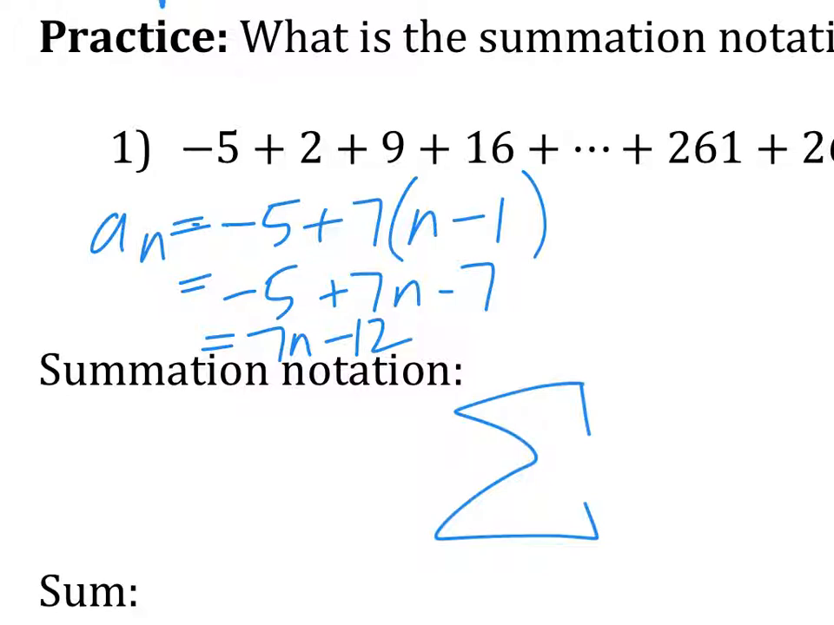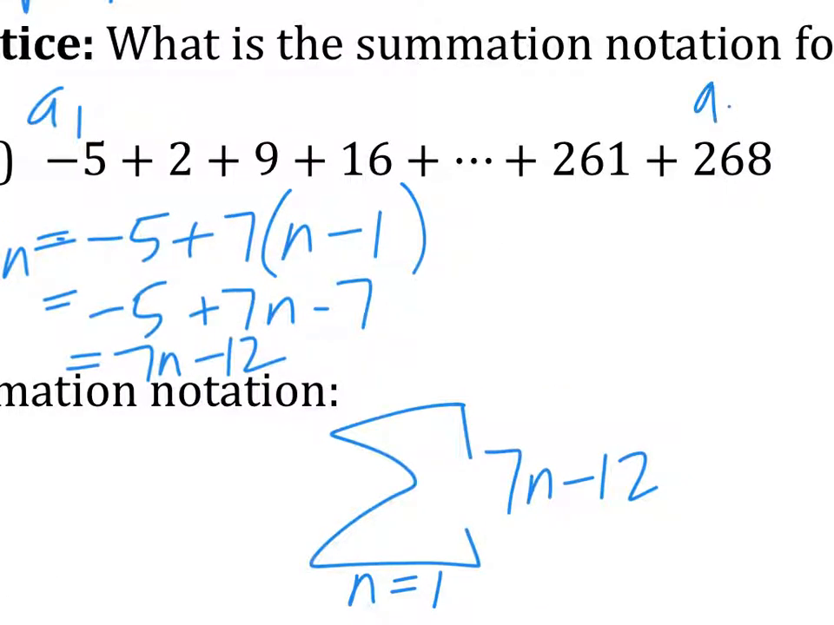Okay, so 7n minus 12 is the formula, so we put that inside here. That is where the formula goes. The first term is term number 1. We always just make the first term number 1. So that goes on the bottom, n equals 1. The last term, the number is 268. The question is, what is the term number?